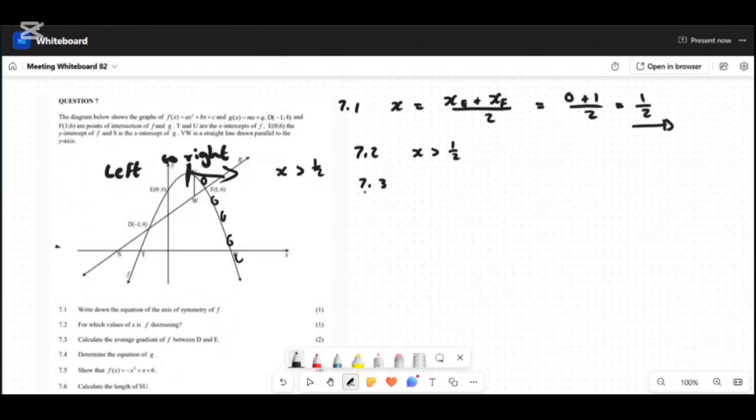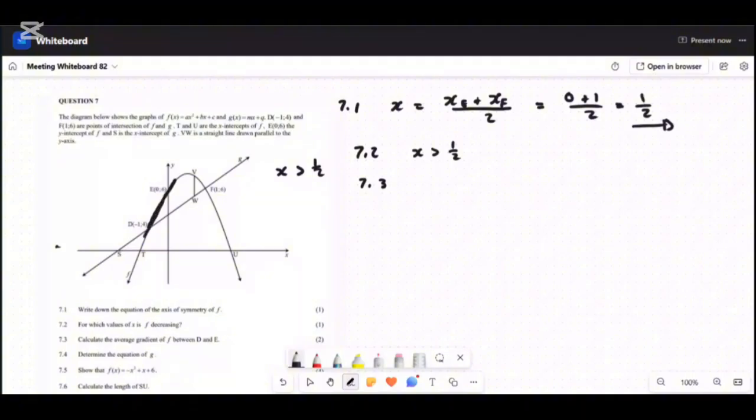7.3. Now they said calculate the average gradient between point D and E. They want the average gradient between point D and E. Now I know that the gradient that I must get should be a positive gradient. Why? Because if a line is lying like this, it has a positive gradient. If a line is lying like this, it has a negative gradient.